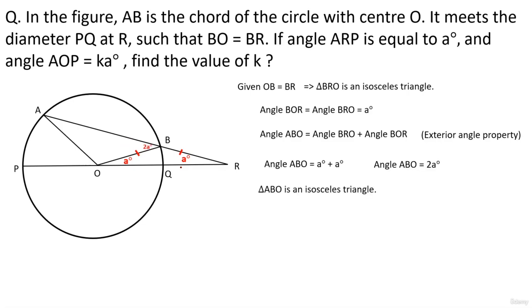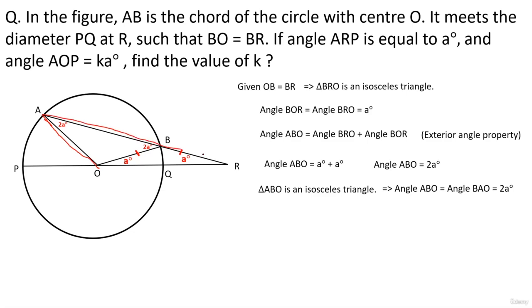Similarly, guys, we can say ABO also is an isosceles triangle because AO will be equal to OB. Both are the radii of the same circle, right? So angle OAB is same as angle OBA, right? That means angle ABO is equal to angle BAO, right? So angle BAO will also be 2A degrees, right?